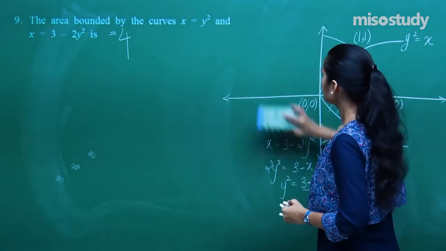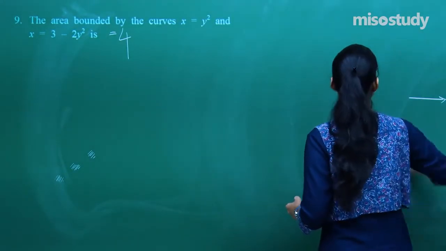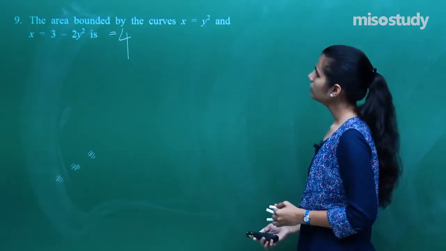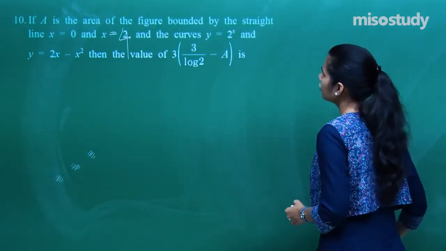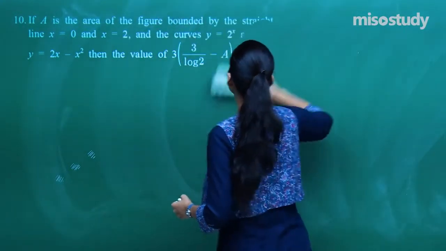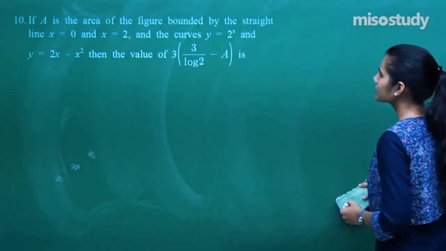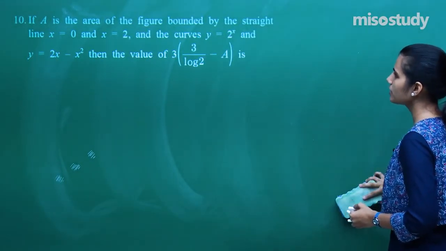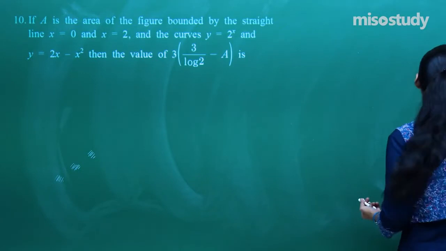Let's talk about the next one. What is it that we have? Let's see. The question says: if A is the area of the figure which is bounded by the straight lines x equals 0, x equals 2 and the curves y equals 2 to the power x and y equals 2x minus x square.